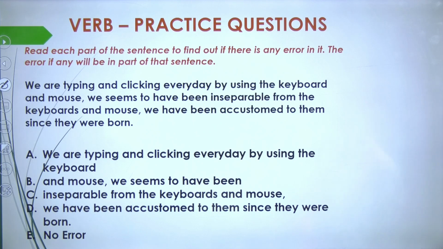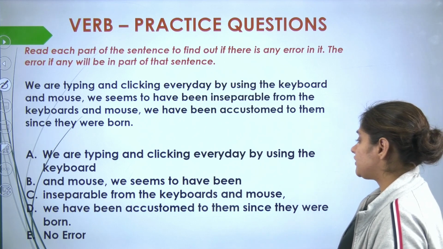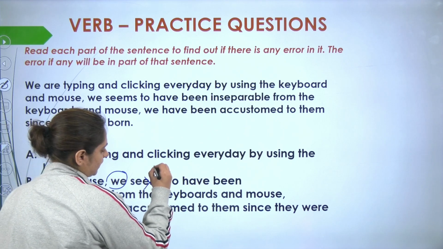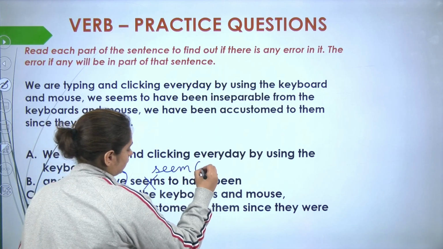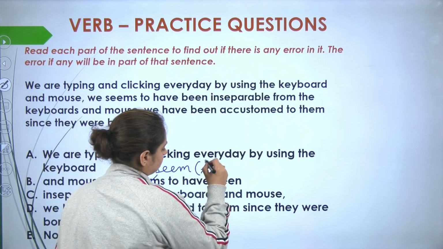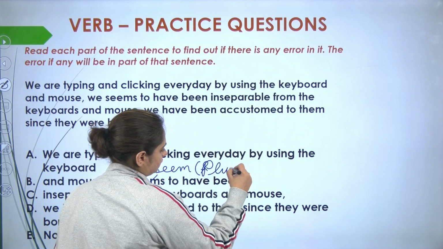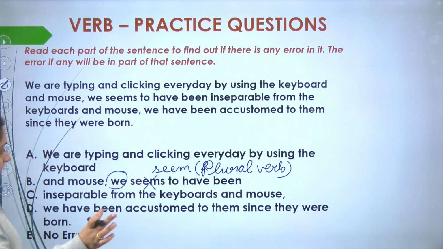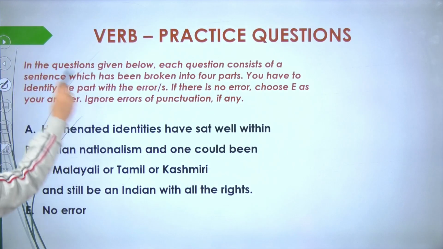What will be the error? We are typing and clicking every day by using the keyboard and mouse. We seems. We is a plural subject. You cannot write a singular verb. Plural verb required. Without S means plural verb. Seem, not seems. We seem. We means plural subject. Okay, next.